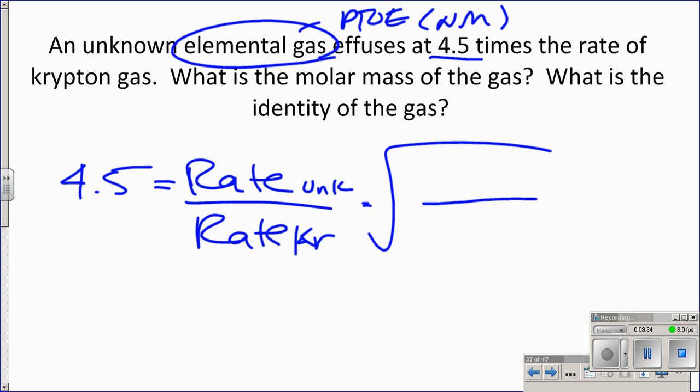So what's the molar mass of krypton? I definitely can't see that number. How are you guys seeing these numbers?